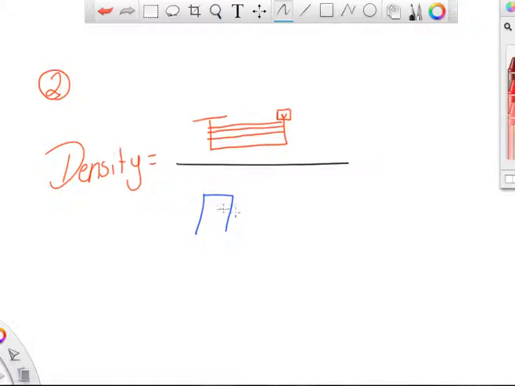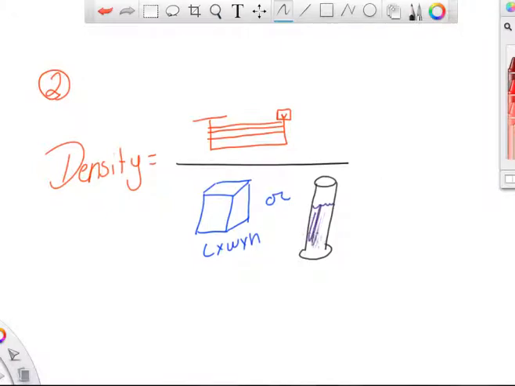If we have a rectangular prism or a cube, we can represent volume with length times width times height, and this is a terrible picture of a cube, there we go. Or we can use a graduated cylinder if it's a regular object or a liquid. Okay, so density is mass divided by volume.